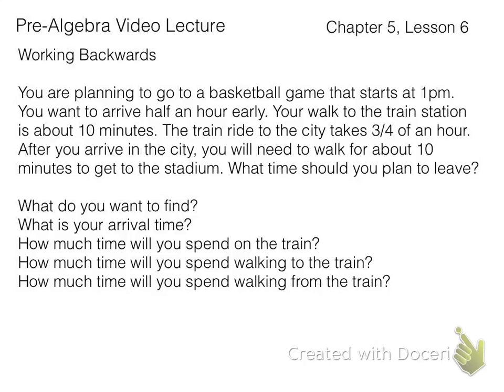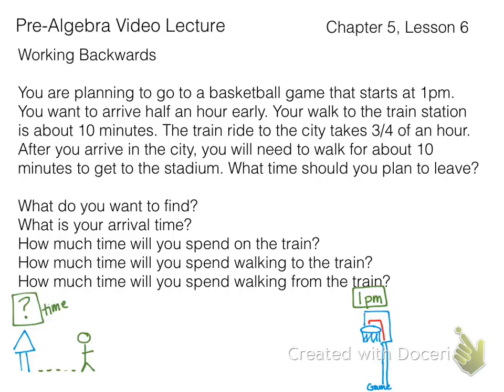All right, so there's your house. There's the basketball game. And that's you walking, and the game starts at 1 p.m., but you still need to get there half an hour early. But you need to figure out what time you need to leave your house. So the first thing you need to do is, what do you need to figure out? What time you need to leave your house. You also need to figure out your arrival time. Your arrival time is 1 p.m., but that's actually half an hour after you're actually supposed to be there. And we'll talk about that in just a second.